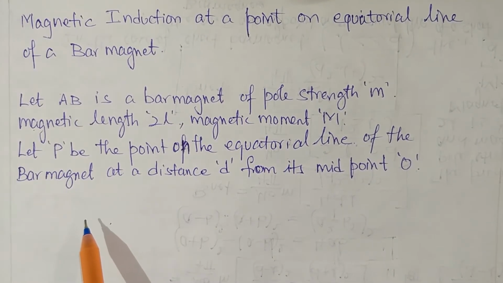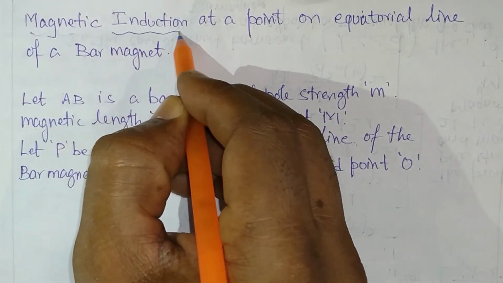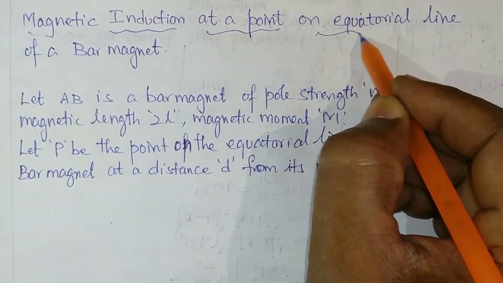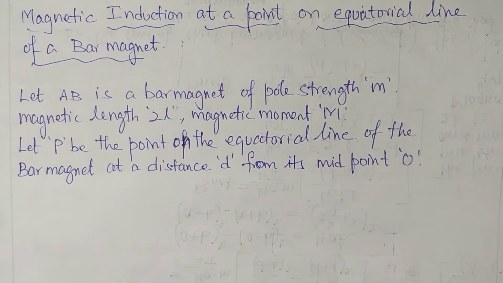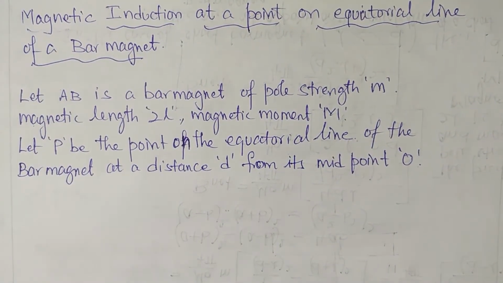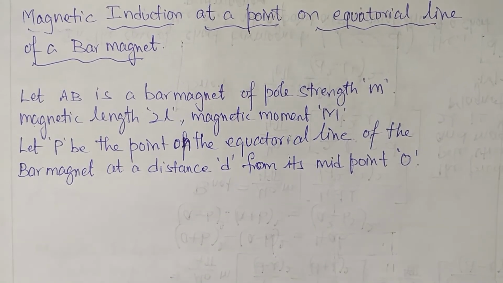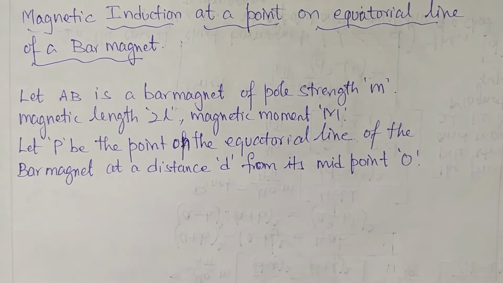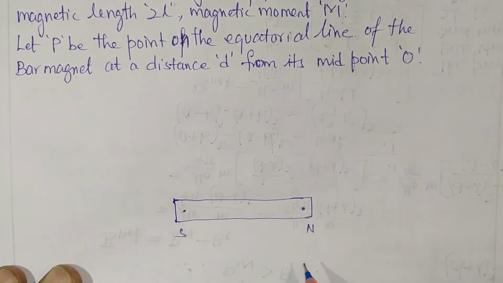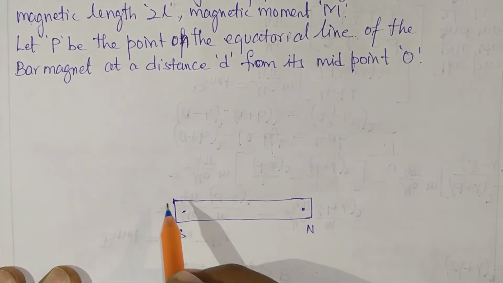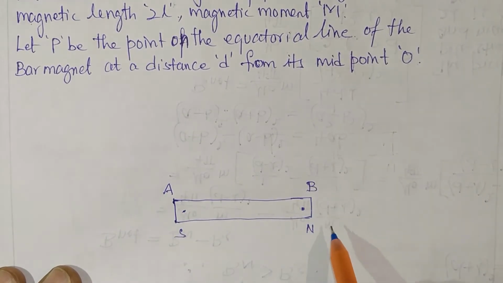Now let us derive a mathematical relationship for magnetic induction at a point on the equatorial line of a bar magnet. So I will consider a bar magnet. A bar magnet has two poles, north pole and south pole. I will mark the ends of the bar magnet as A and B, as I marked earlier.